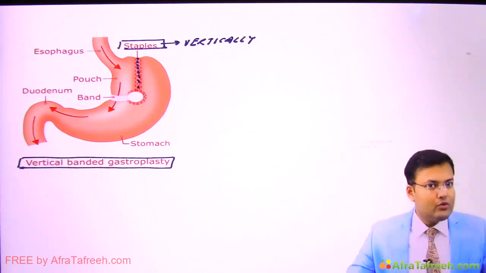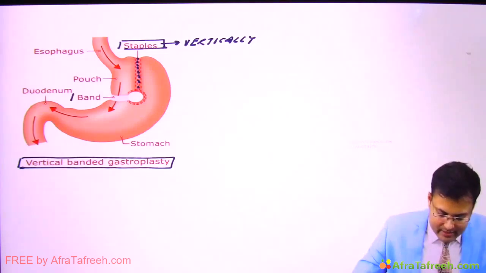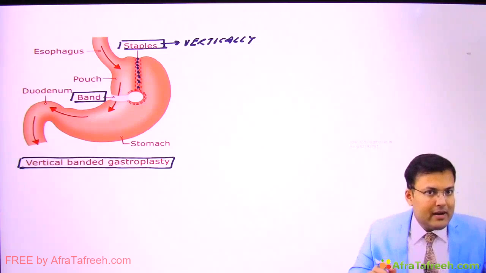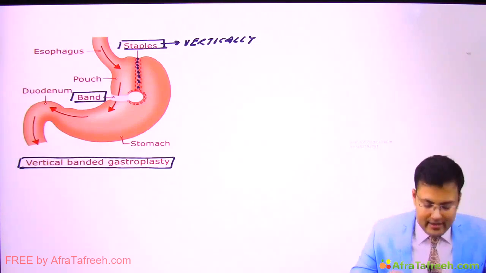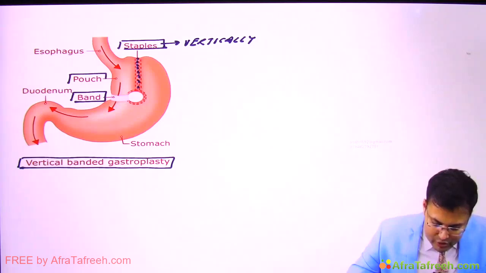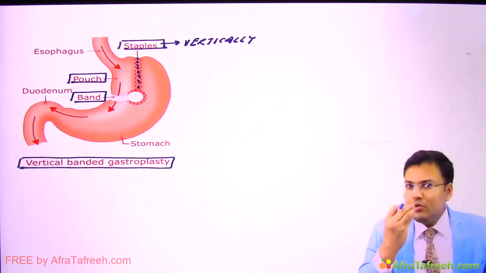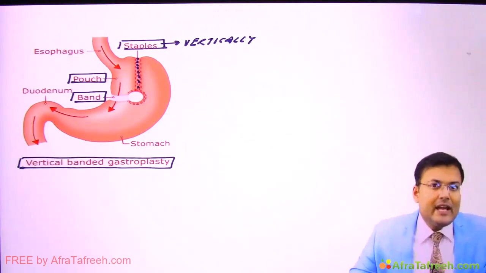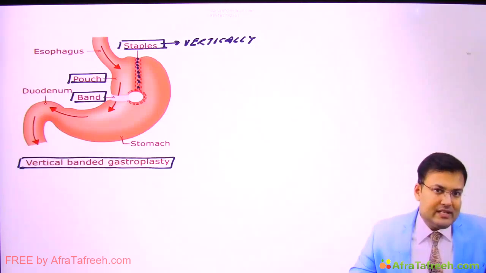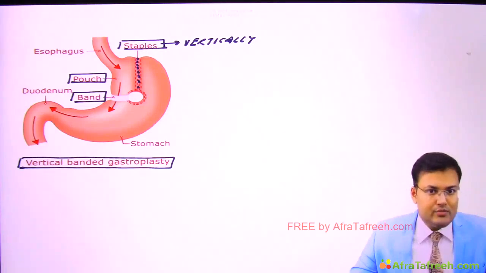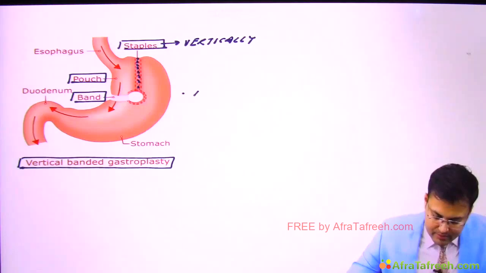Second, we are going to use a band. Can you see the band? So here you are going to apply a band. Staples are applied vertically and we use a band to create a small pouch of stomach. So the capacity of this pouch is small. Whenever the patient eats something, the patient has a sensation of heaviness. So vertical banded gastroplasty is a purely restrictive procedure.